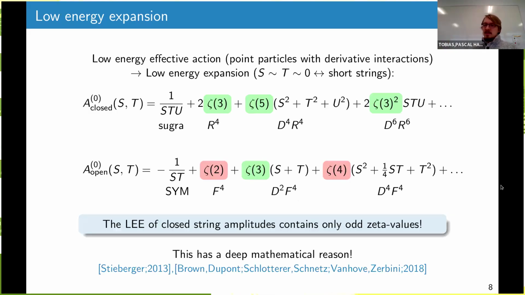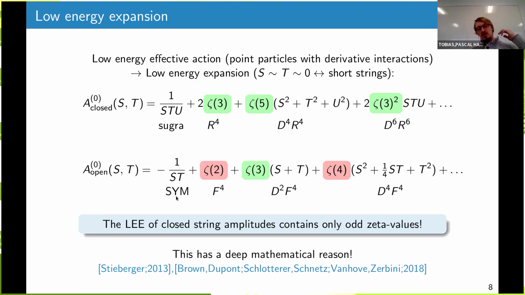Another way we can analyze the amplitudes is by doing a low energy expansion. This means we expand them in small S and T. And since S and T contain the factor of alpha prime, the string length, this is an expansion around small, short strings. So this makes contact with the low energy effective action, where we have an action for point particles with an infinite number of derivative interactions. And if we do this for the closed string amplitude, we get a supergravity amplitude plus all these derivative contact terms like R^4, D^4 R^4, and so on. And the coefficients here for the closed string case are all odd zeta values.